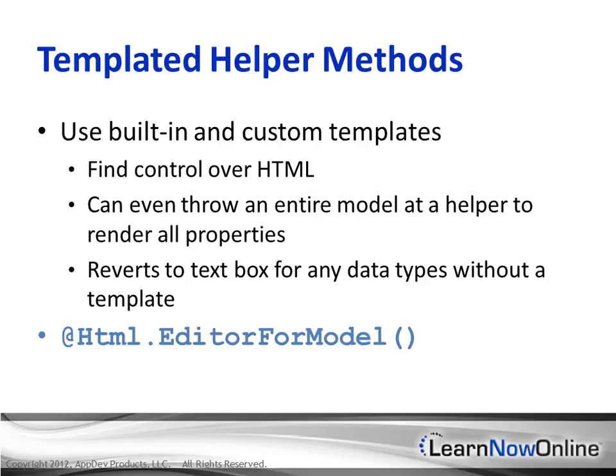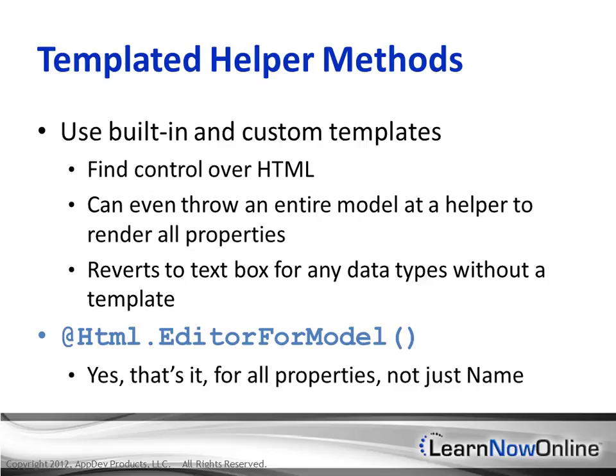Here's an example of using an EditorForModel, which would actually generate all the properties being passed to that page. Here you can have one line and say, create all the data types and their labels for me. I don't care. I don't need granular control. And that's all you have to do. And that's it for all the properties, and it's way more than just the name.